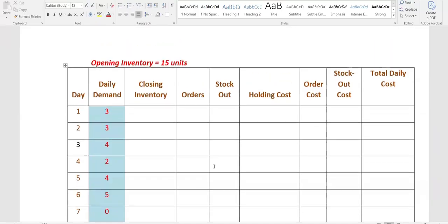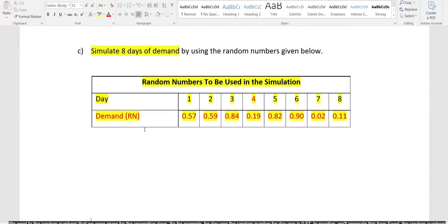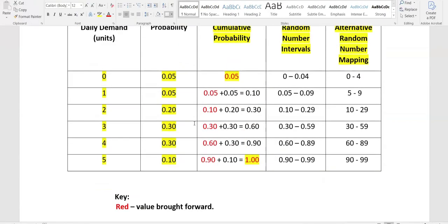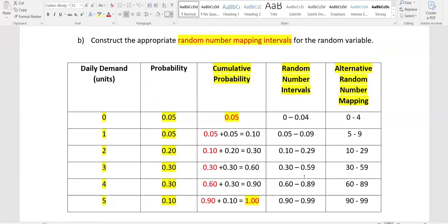To generate the daily demand column, we went to the random numbers given for the respective days. For day 1, the random number is 0.57. In practice, we would generate these random numbers in Excel using the RAND function. So for day 1, the random number we're simulating for is 0.57. We go up to the random number interval table and ask, where does 0.57 fall? It falls between 0.3 and 0.59. Therefore, the predicted demand for day 1 is 3.